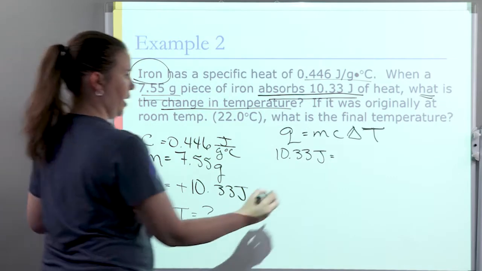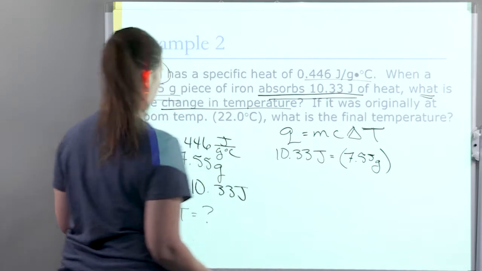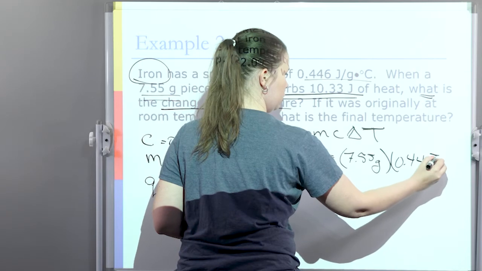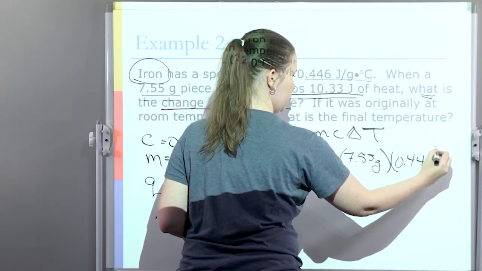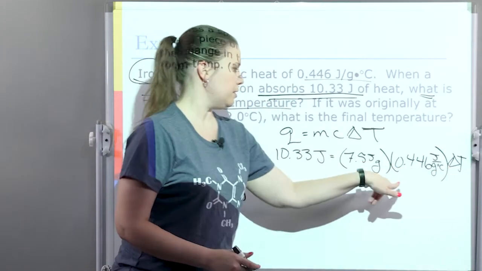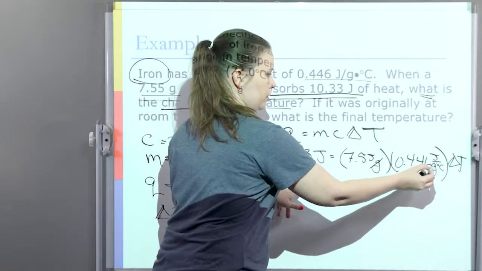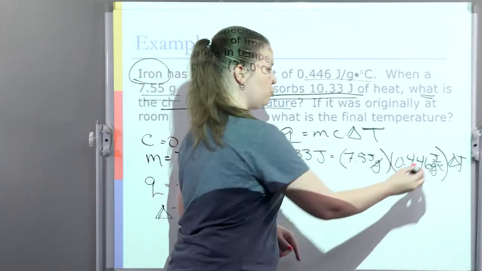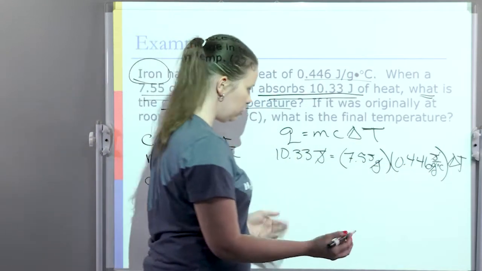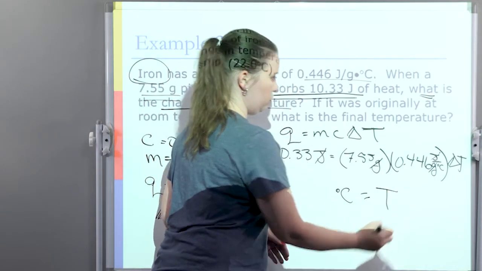And then I'm going to plug in the mass of 7.55 grams. And even the C of 0.446 joules per gram degrees Celsius. And I'm solving for delta T. So to isolate delta T, I'm going to be dividing the 10.33 by each of those numbers. My grams already cancels out. And then when I divide joule by another joule, that will cancel out, leaving Celsius in the denominator of the denominator, which we know is really in the numerator. So I've got degrees Celsius as my unit for temperature.